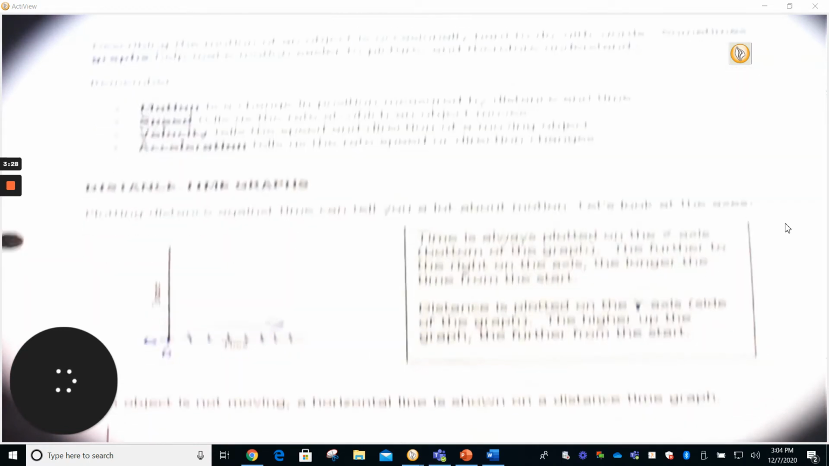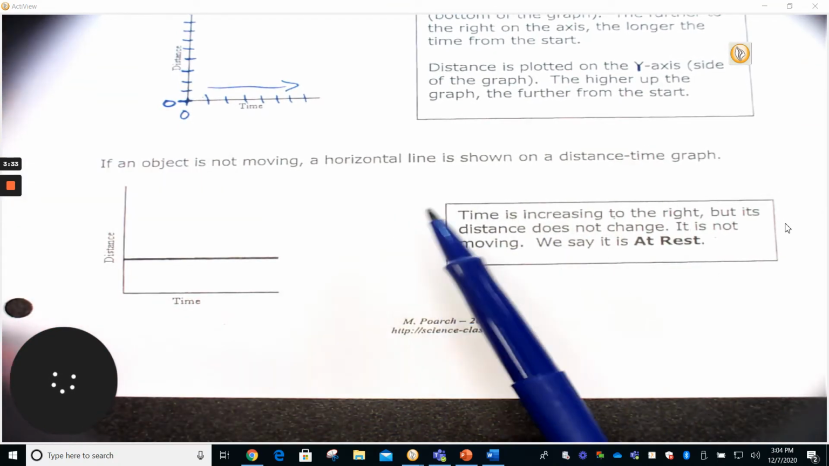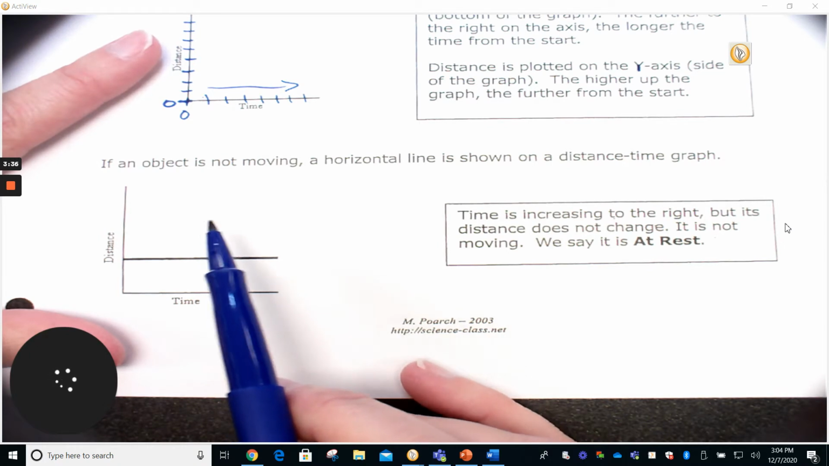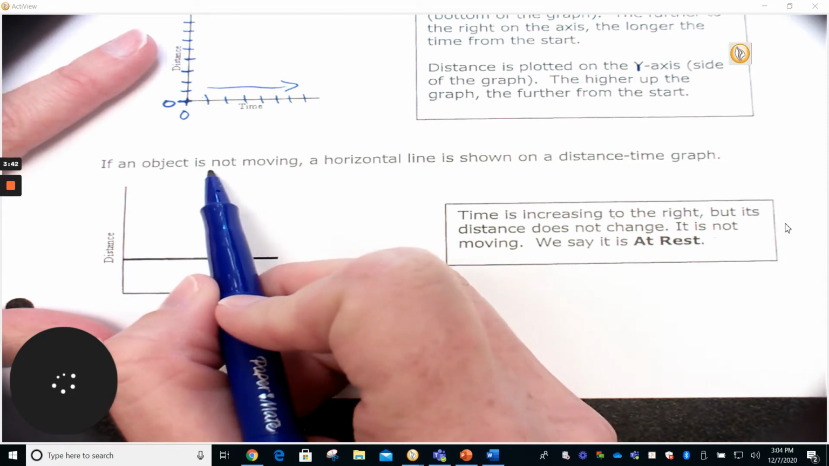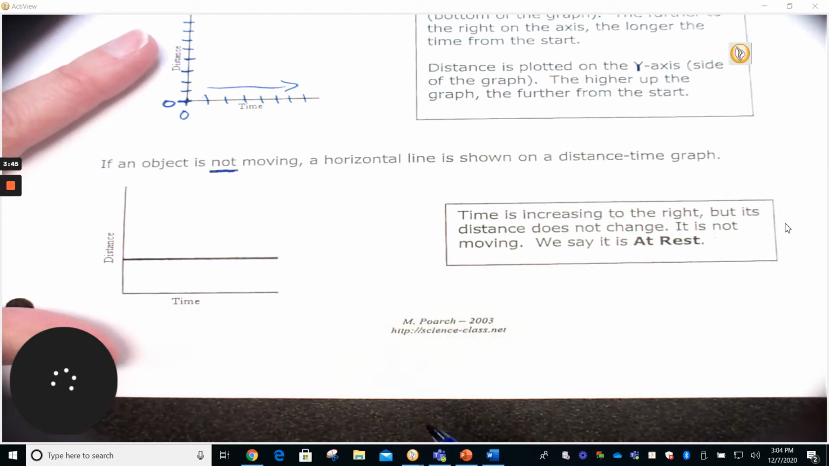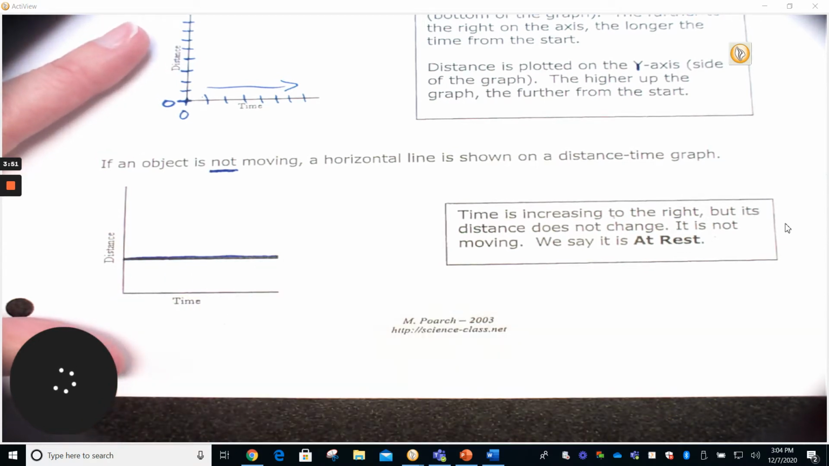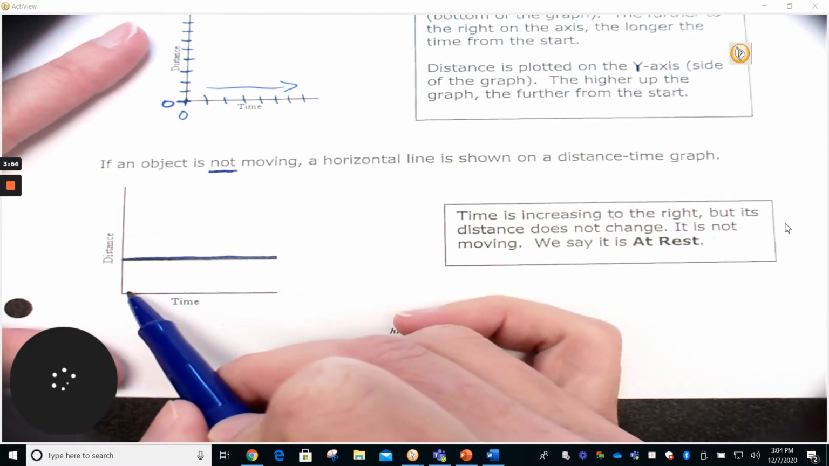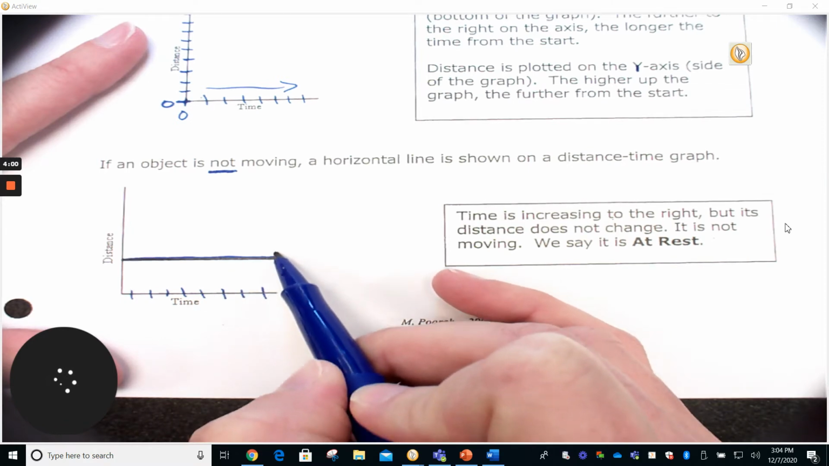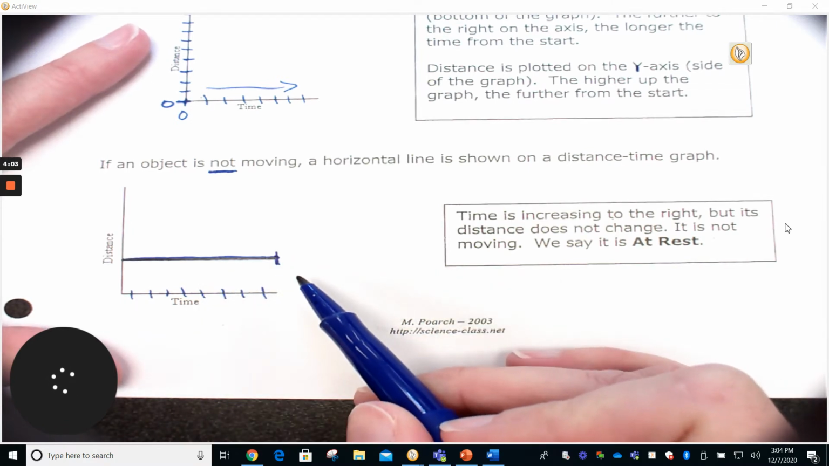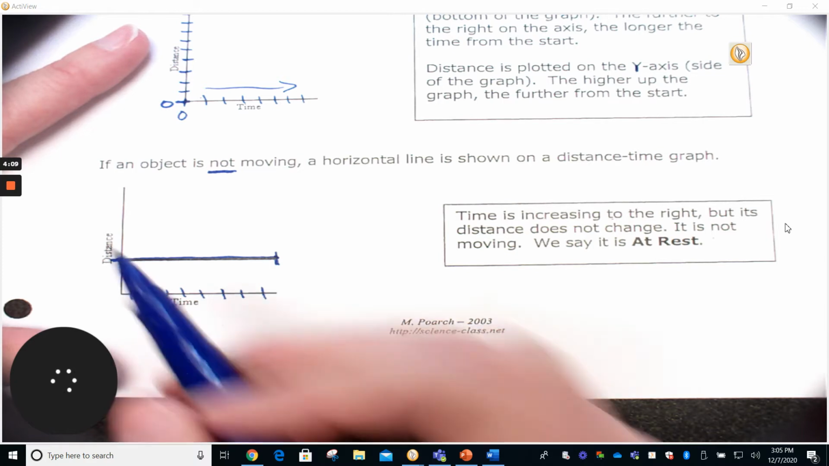So let's scoot down a little bit. If an object is not moving, a horizontal line is shown on the distance time graph. Okay, if an object is not moving, it'll show up just like this right here as a straight horizontal line on the line graph. So the time keeps moving. See how the time keeps moving? You know it's still moving because your line comes all the way to right here, but the distance does not change. So your distance right here doesn't go up and down. It's not moving at all.